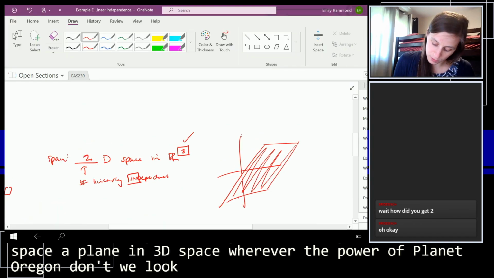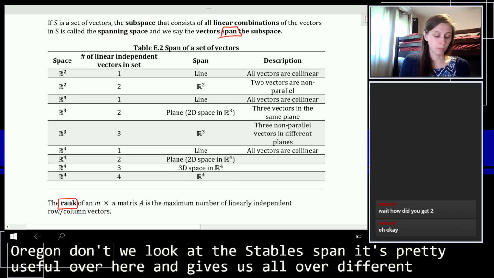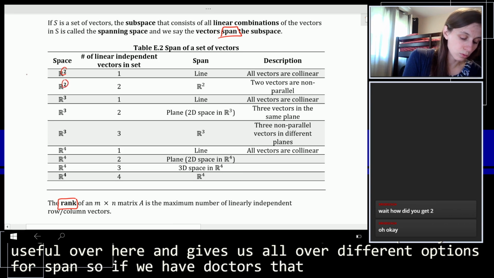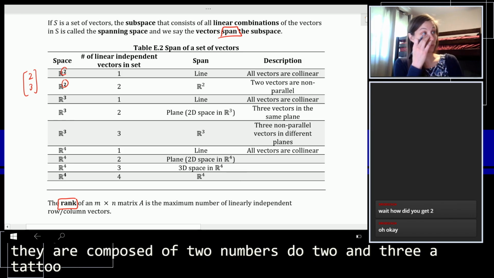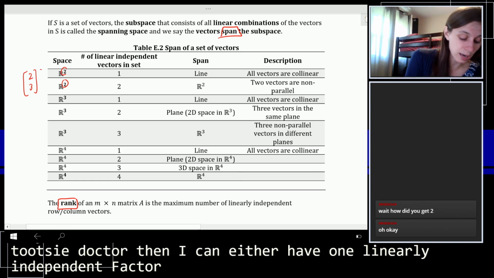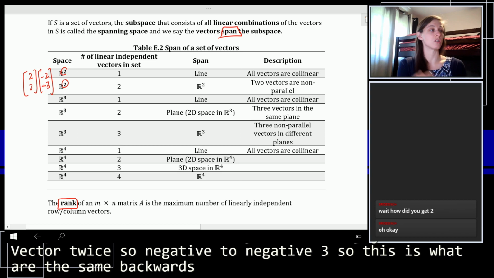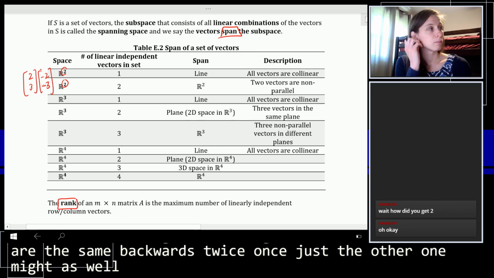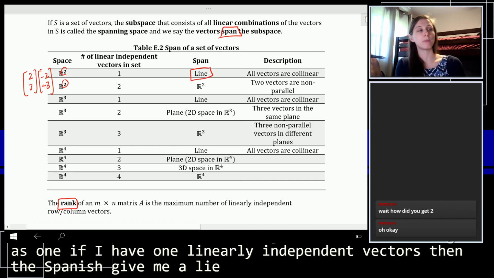So if we look at this table of span, it's pretty useful over here. It gives us all of our different options for span. So if we have vectors that live in R2, so if they are composed of 2 numbers, so 2 and 3, that's a 2D vector, then I can either have one linearly independent vector, where they're literally just the same vector twice, so -2, -3. So this is literally the same vector twice. One's just the other one times -1. So if I have one linearly independent vector, then the span is going to be a line. It's a 1D space in R2.